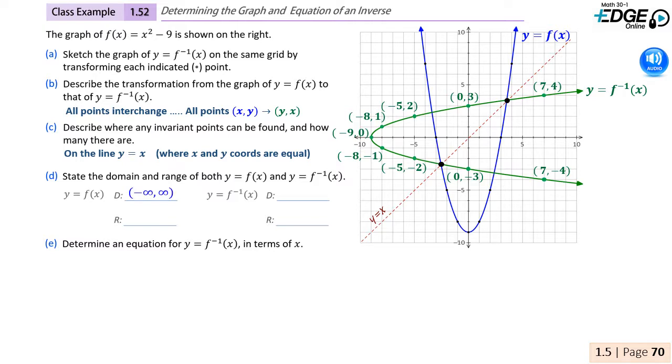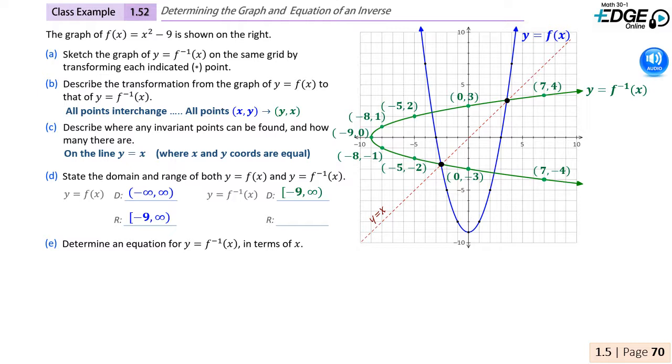Our original parabola, the one in blue, had a domain extending from negative infinity to positive infinity. Its range went as low as negative 9, the height of the vertex, and up to positive infinity. As we know, inverse relations will change the domain to the range and the range to the domain, because all things x and y are being exchanged.